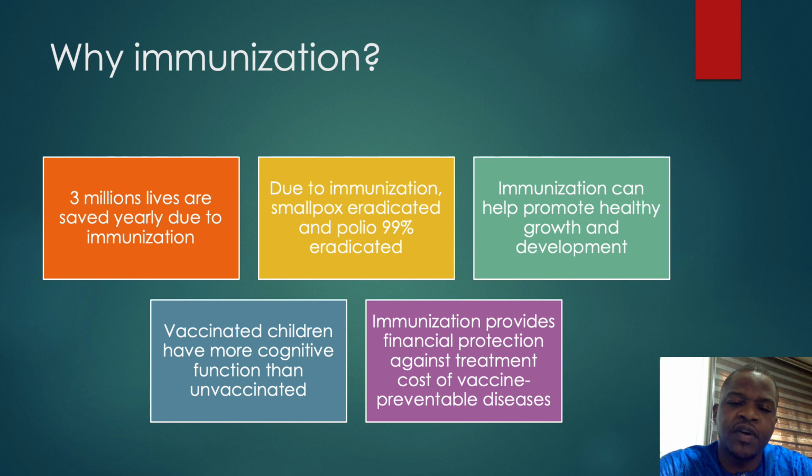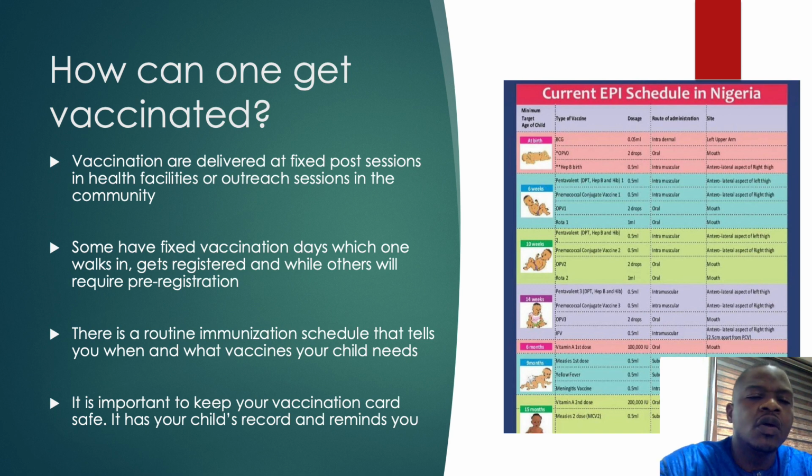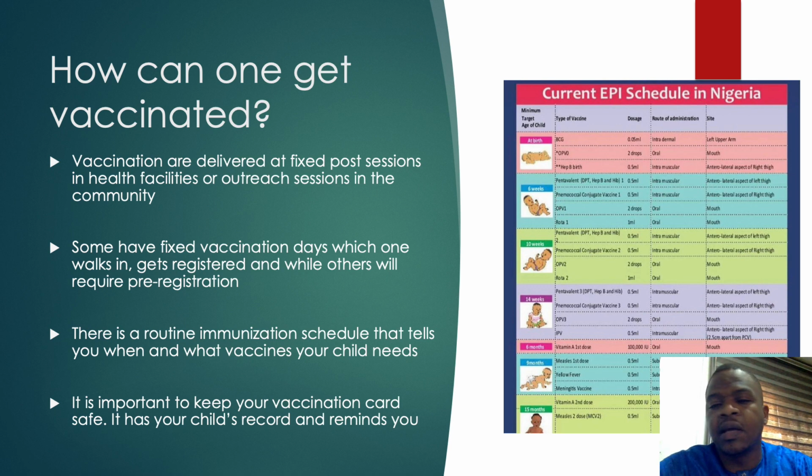So with these various points in mind, you can see that it's important that we all vaccinate to achieve immunization. So how can you get vaccinated or partake in the immunization program? Vaccination is delivered at fixed post sessions or outreach sessions. A fixed post is in the clinic, health facility or designated area where there are particular days when you either go or take your ward to go there for vaccination.